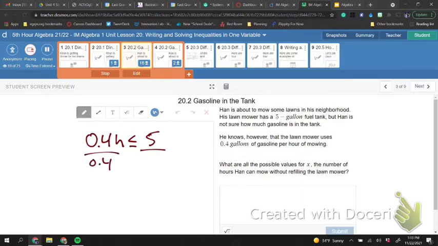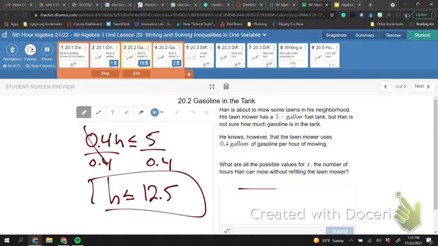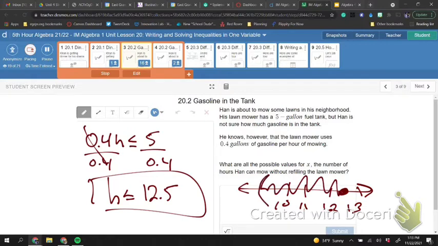Then I'm going to divide by 0.4. That's what I did. And the hours he can mow are 12 and a half hours or less. Now, one way I like to see this is 10, 11, 12, 13 on a number line. Does 12 and a half work? Yep, so solid on the number line, but everything left. Although 0 works with my inequality, you can't mow the lawn less than 0 hours. You could do 0 hours. That works. But you can't go negative hours, right?